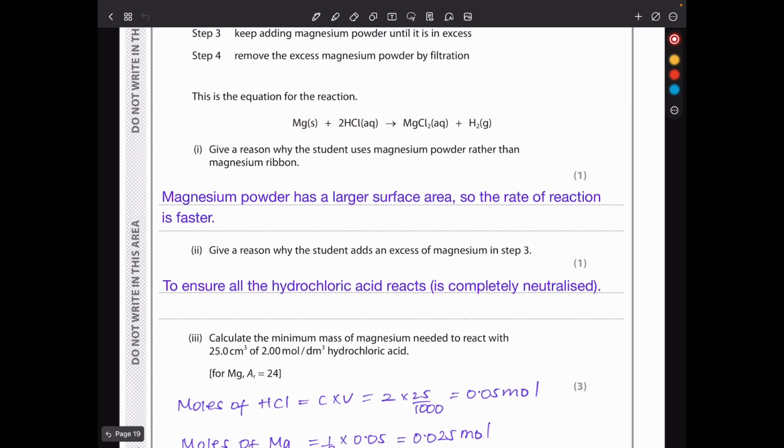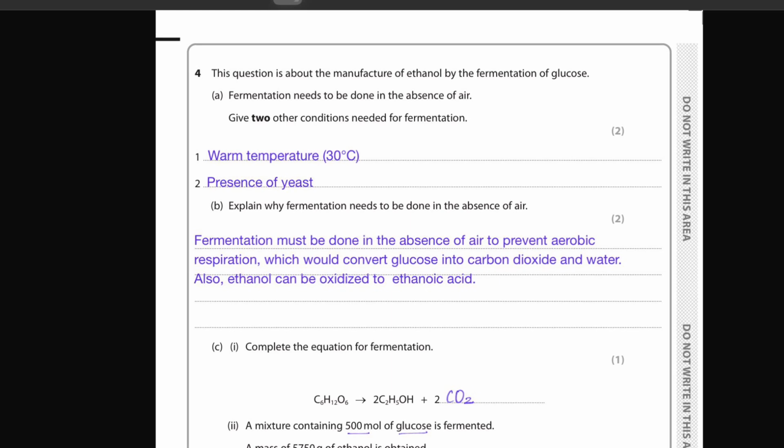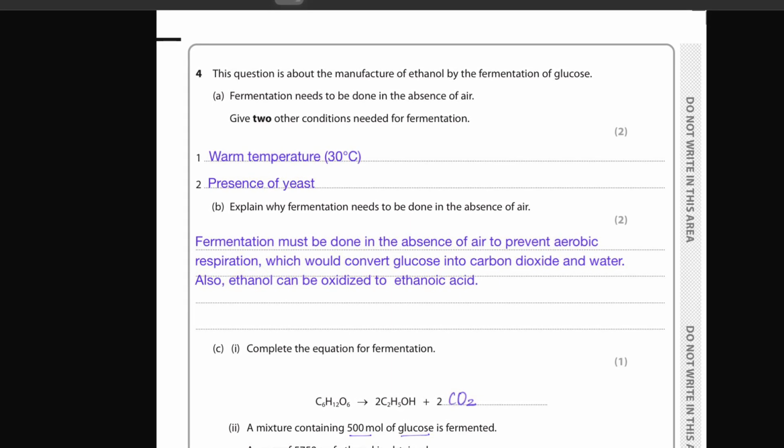The ratio is 2 to 1, so moles of this should be half the moles of that. So moles of magnesium should be half the moles of the acid, giving us that. And the mass of magnesium should be number of moles times AR, which is 0.025 times 24, giving us 0.60 grams. In question 4, this question is about the manufacture of ethanol by the fermentation of glucose.